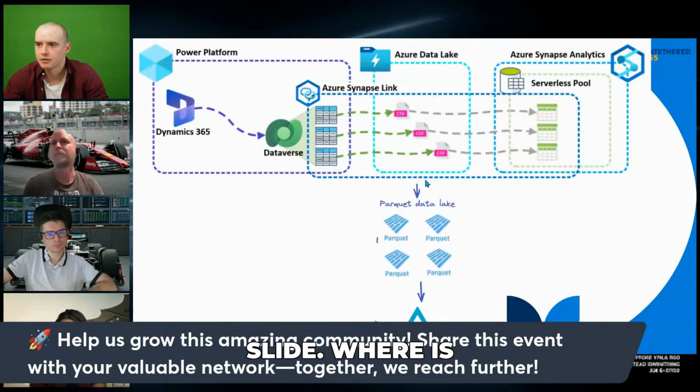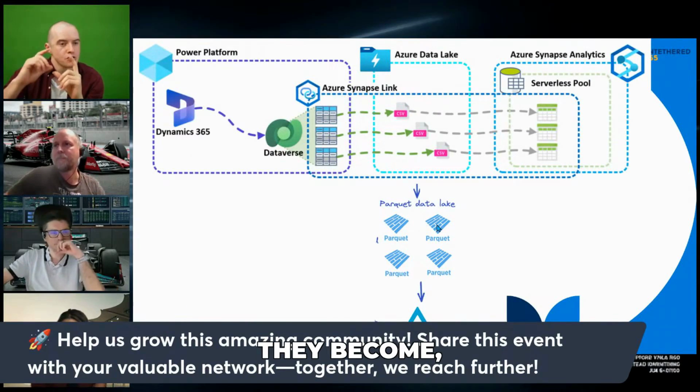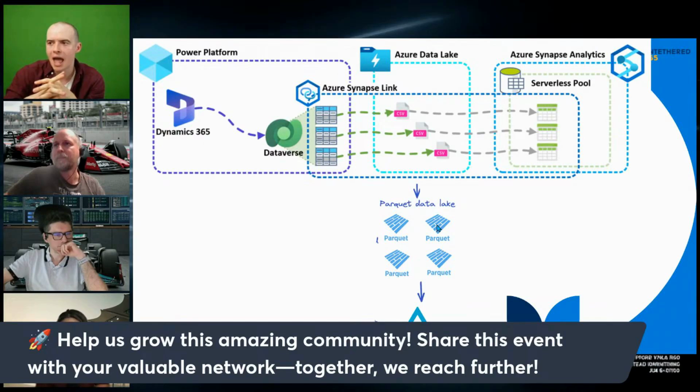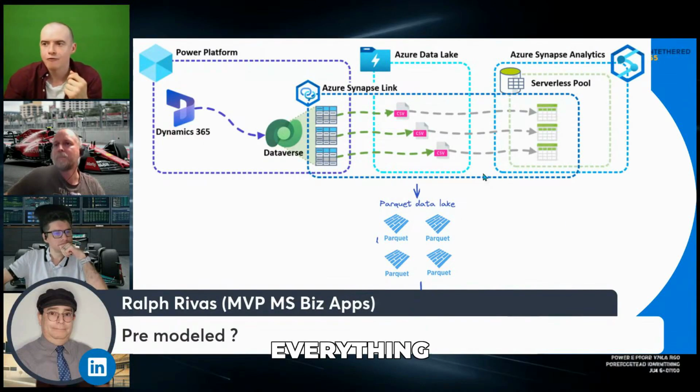I think it's not on this slide. Where is it? Cool. Here it is. Delta Parquet files, and in those they become something you could think of like CSVs, and they are incredibly fast. You can query them, you could do millions of records, you could join them. Everything on Fabric is using this in the background.